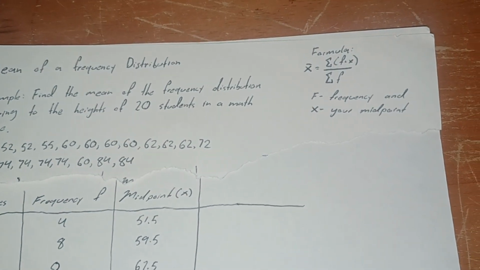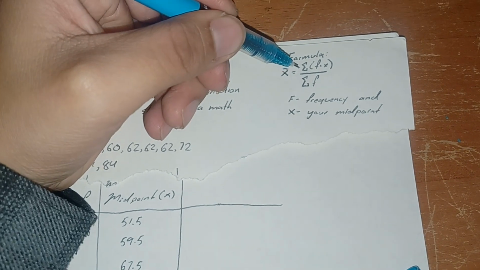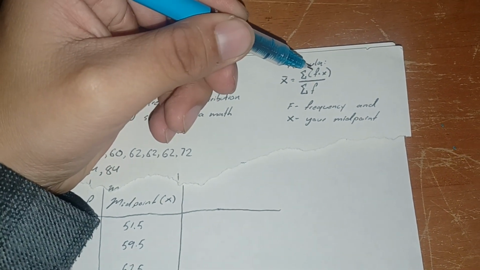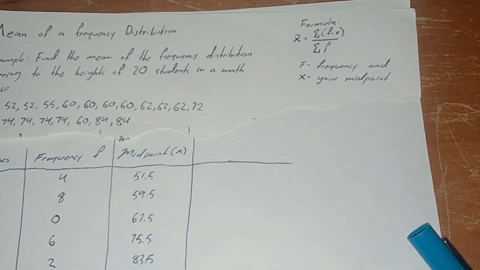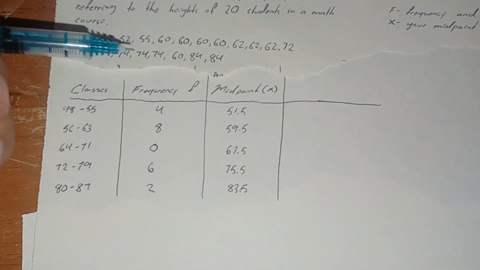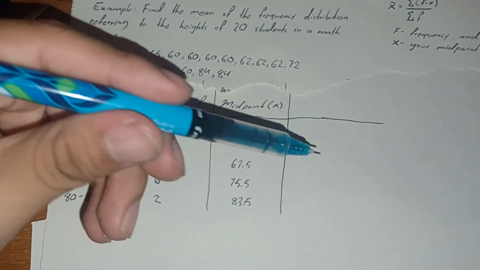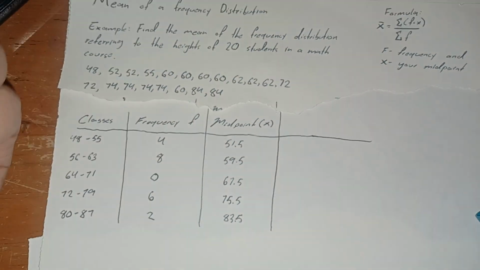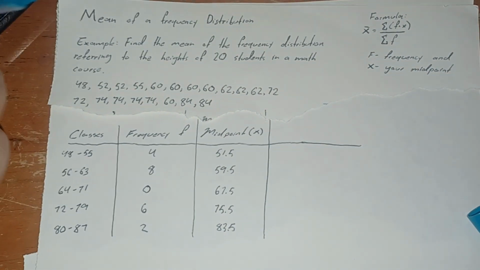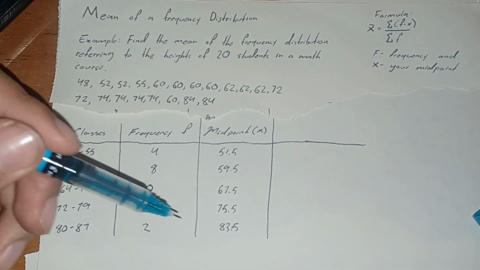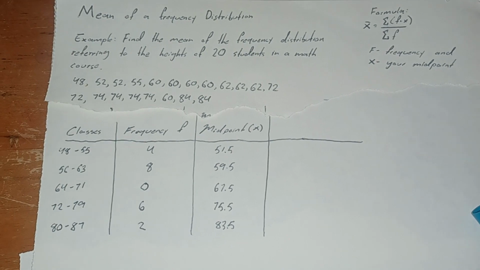Let's refer back to the formula. Let us take care of the numerator first, the sum of f times x. So what does the formula want us to do? Notice that we already have f and we have x, and we have an empty fourth column. So the formula is asking us to multiply these two and add the sum of all of these multiplications together.